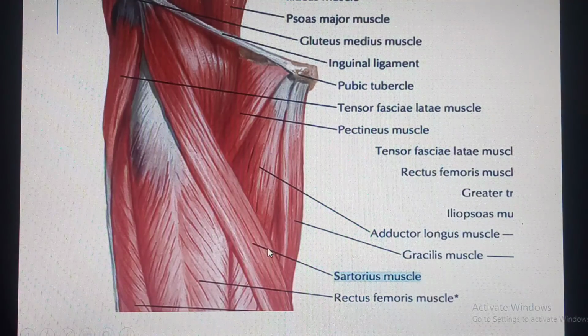Then the apex will be formed in the area where the sartorius muscle crosses the adductor longus muscle. So that is that one.